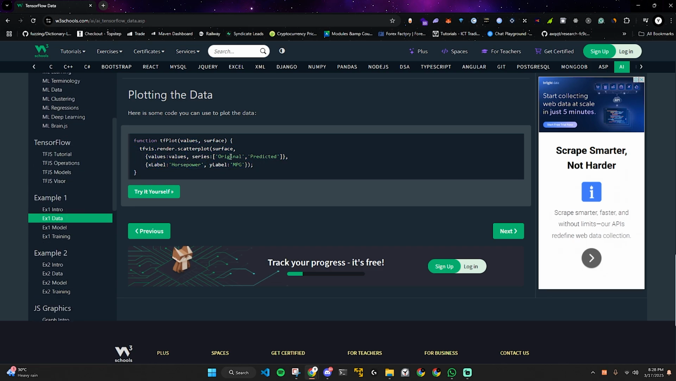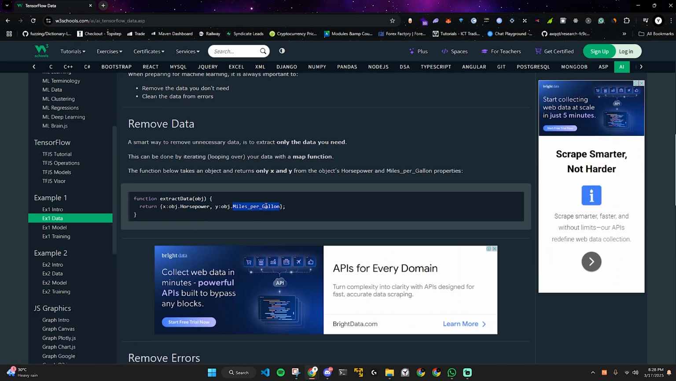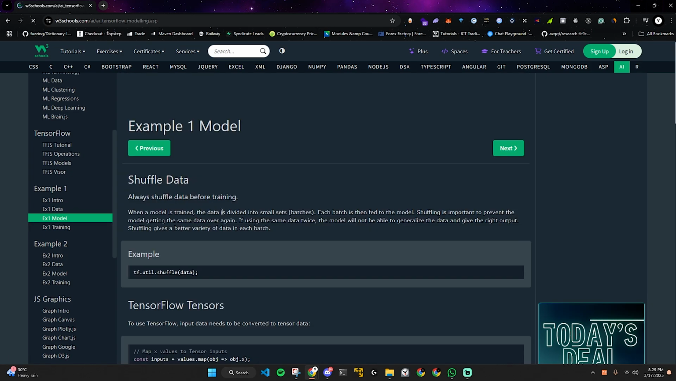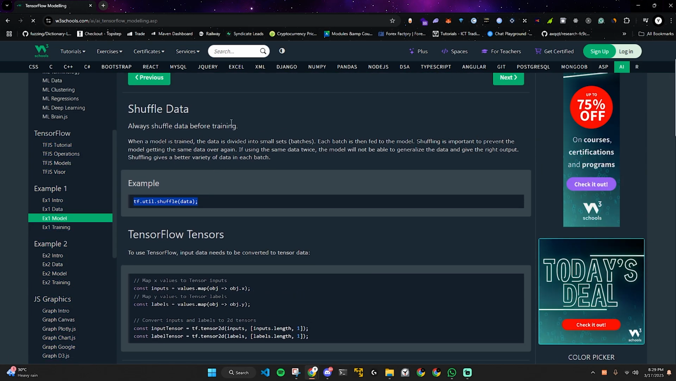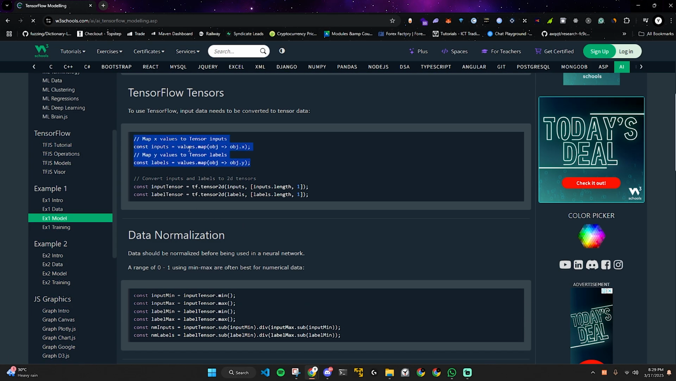What we're going to do here is have the original and the predicted. First, these are just the labels that we highlight over here, so it's nothing confusing. It's just the horsepower and the miles per gallon. Okay, so that's what we see here. Over here we're doing this to shuffle the data, otherwise it's going to spit out like a parrot. And we need to convert them to tensors, so that's like arrays, like matrices, but in code.